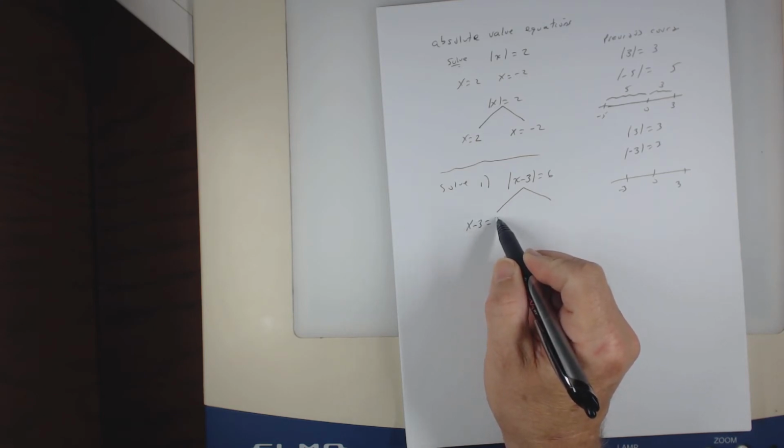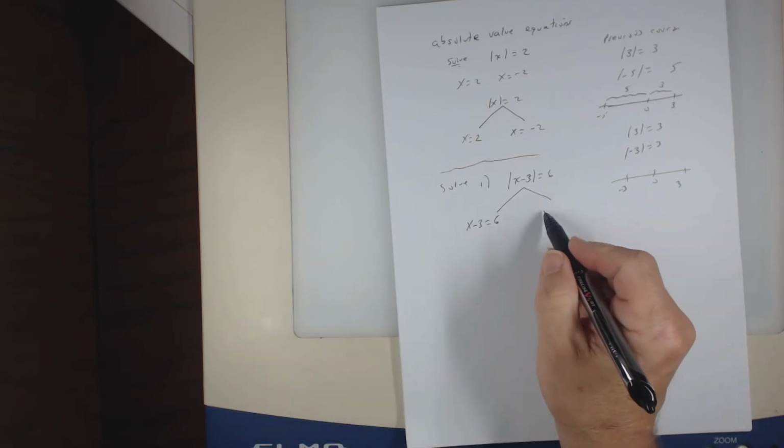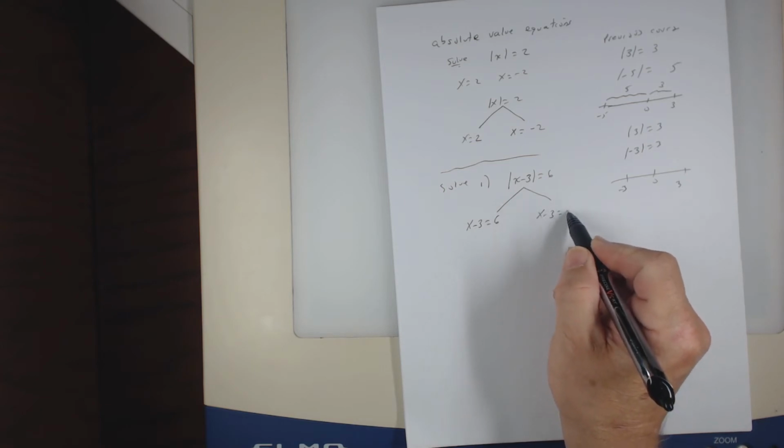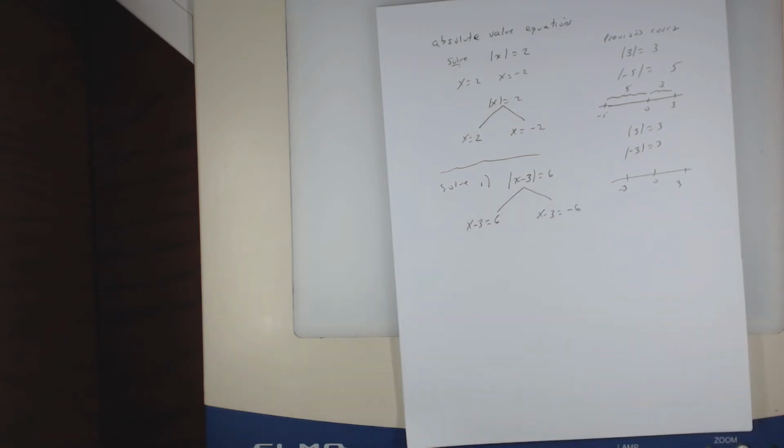Equal what? 6. Equals 6. And then x minus 3 equals what? -6. And there you go. There's your equations, and you just solve for x. So it's that simple. But you've got to remember, with absolute value equations, you can end up with how many solutions? I'm sorry, how many equations, excuse me?